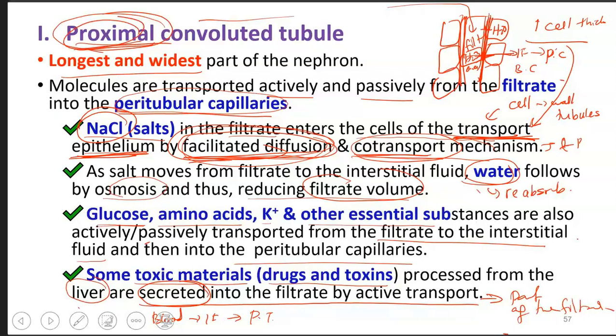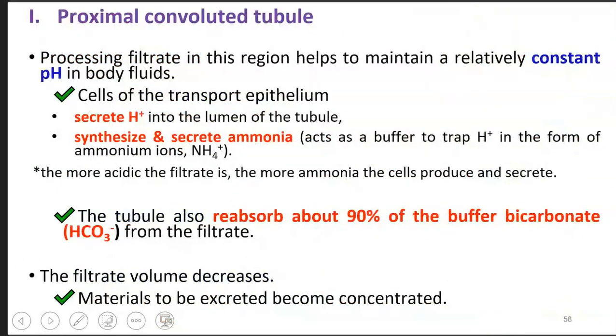So you have to know which are the substances that will be reabsorbed. You have to know which are the substances that will be secreted into the filtrate. If you look at the next slide, processing the filtrate in this region helps to maintain a relatively constant pH in the body fluid. Cells of the transport epithelium, as I said before, is the name of the cells surrounding, or that make the wall of the tubule.